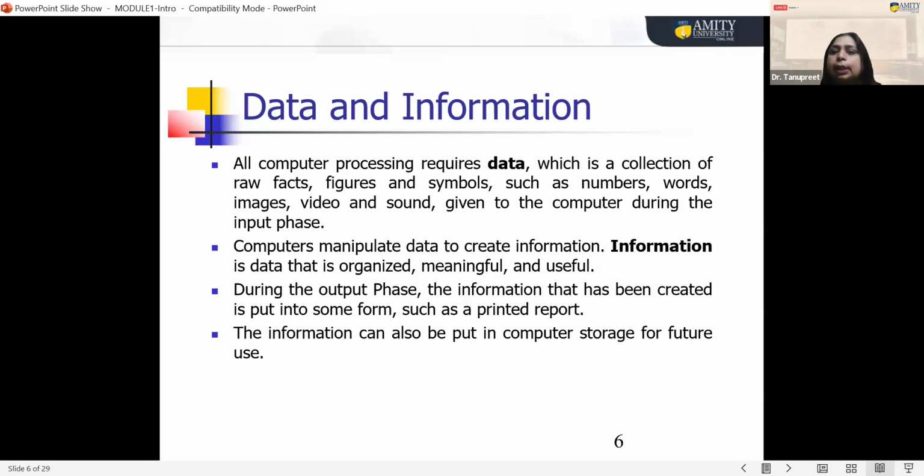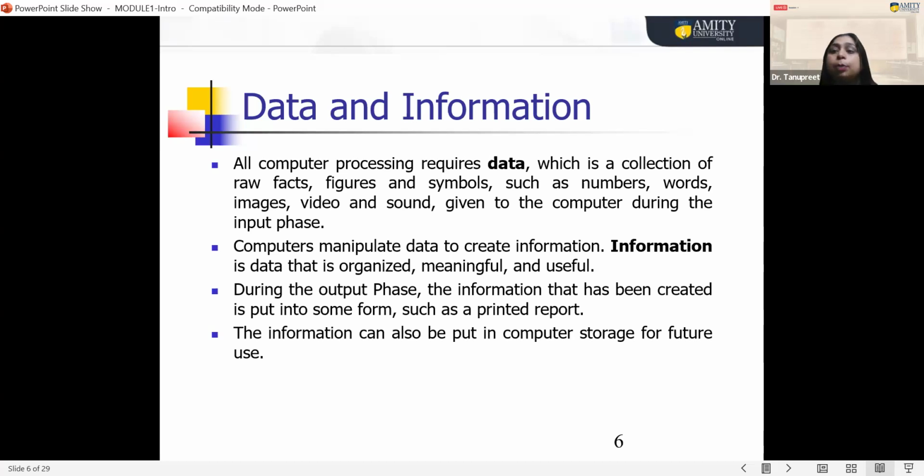Now, obviously, data can be in the form of symbols, it can be in the form of words, it can be in the form of audio, or it can be in the form of a video also, right? So here, information is something that is making sense. Now, whatever I am talking, this is in context to your course.